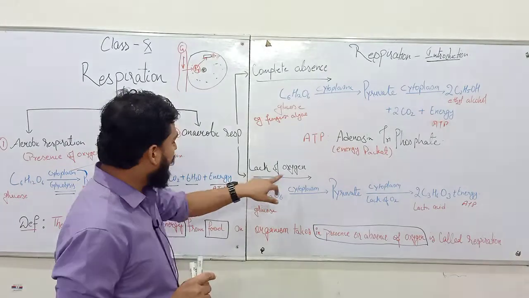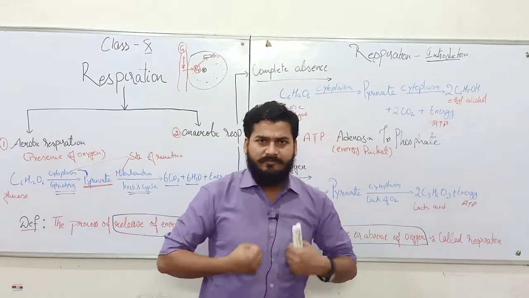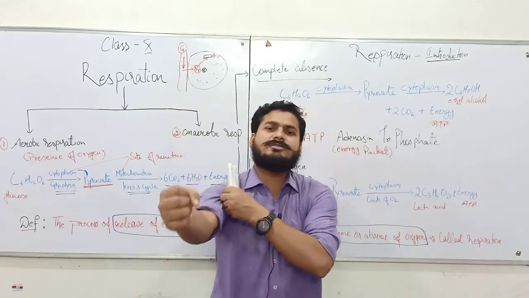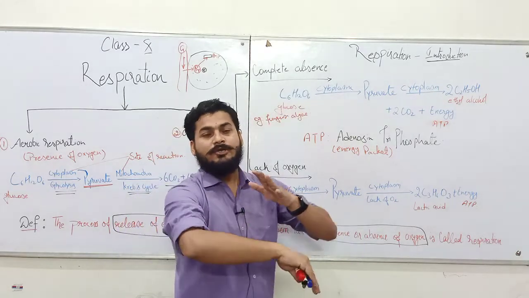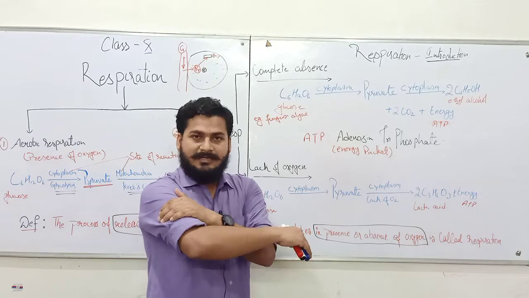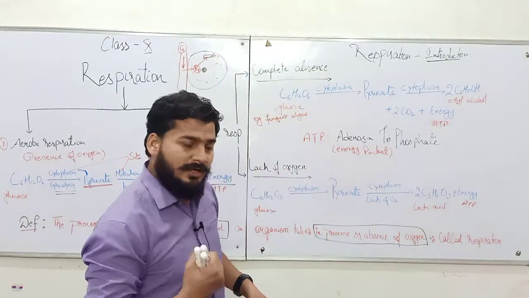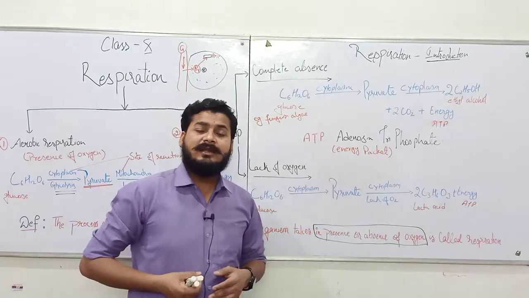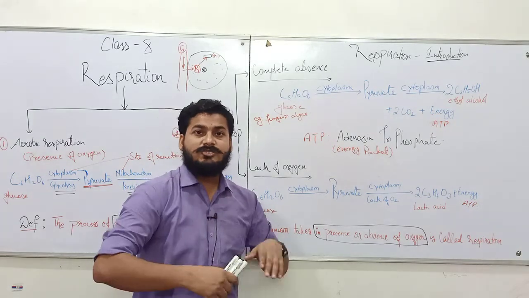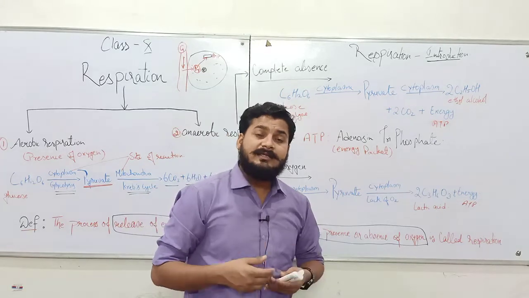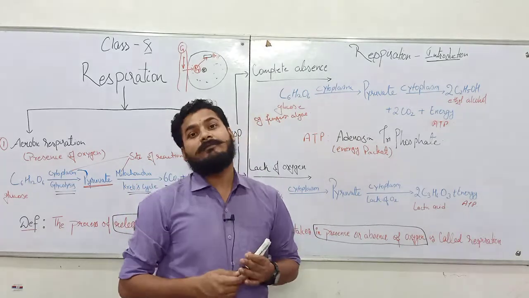Let us talk about this condition, lack of oxygen, which produces lactic acid. This is a condition such as in humans when we go for vigorous exercise. Suppose you start to lift dumbbells very fast. After some time you start to feel pain in your muscles. This pain is induced because of the presence of lactic acid. When you start to work hard, the supply of oxygen decreases because your muscles work hard, and this increases the demand for oxygen, and that demand of oxygen cannot be met by our body.